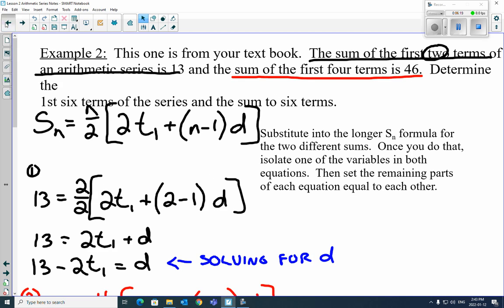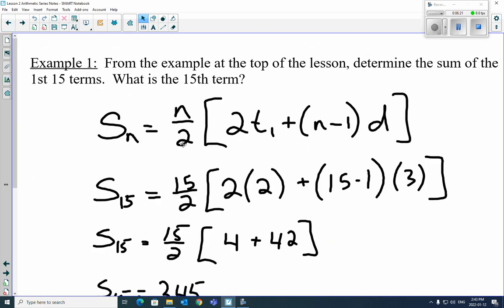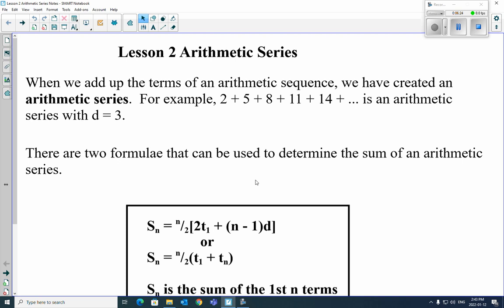Lesson 2, arithmetic series. So arithmetic sequences was just the list of numbers, and arithmetic series is when you add them up, okay?